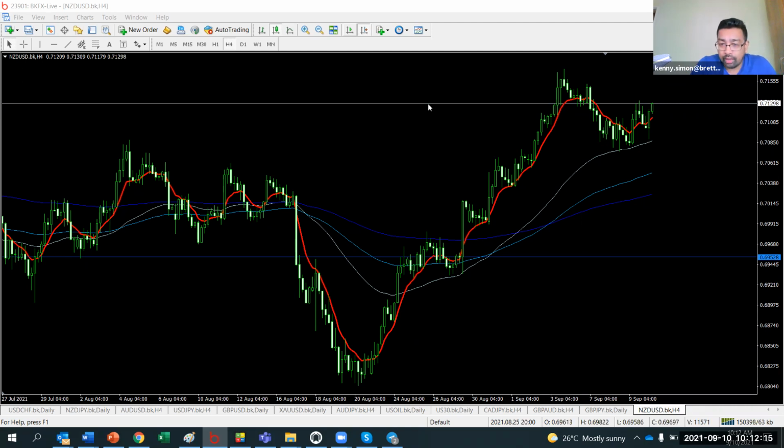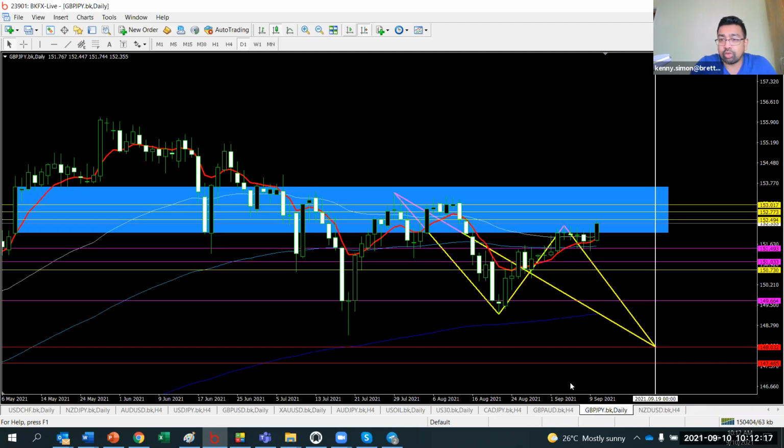GBPJPY, let's look at whether you can look at the sell, but it's a little bit too early, mainly because I'm waiting for it to reverse anywhere between the 152.50 area, or the 152.80 or 153.00. All these are psychological levels. So I've got three lines here lined up, and I'm expecting it to reverse anywhere in these three lines.